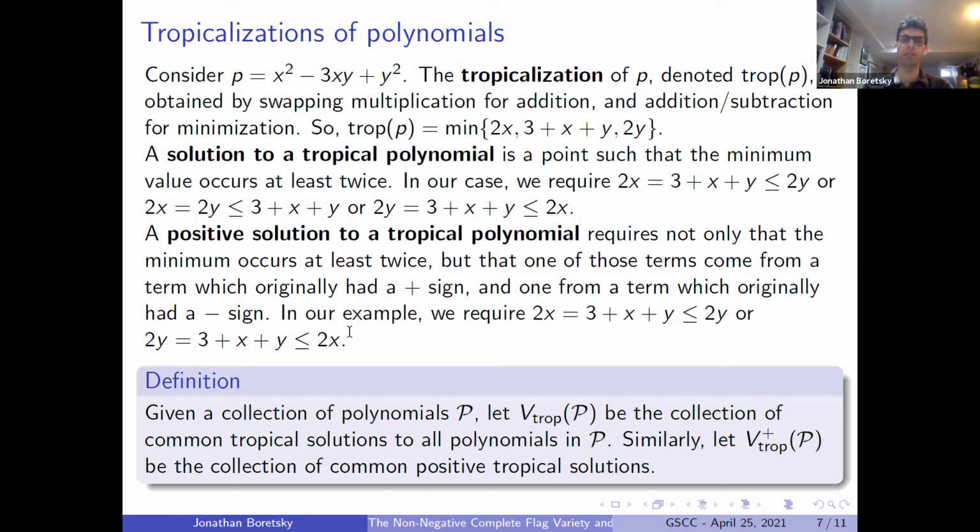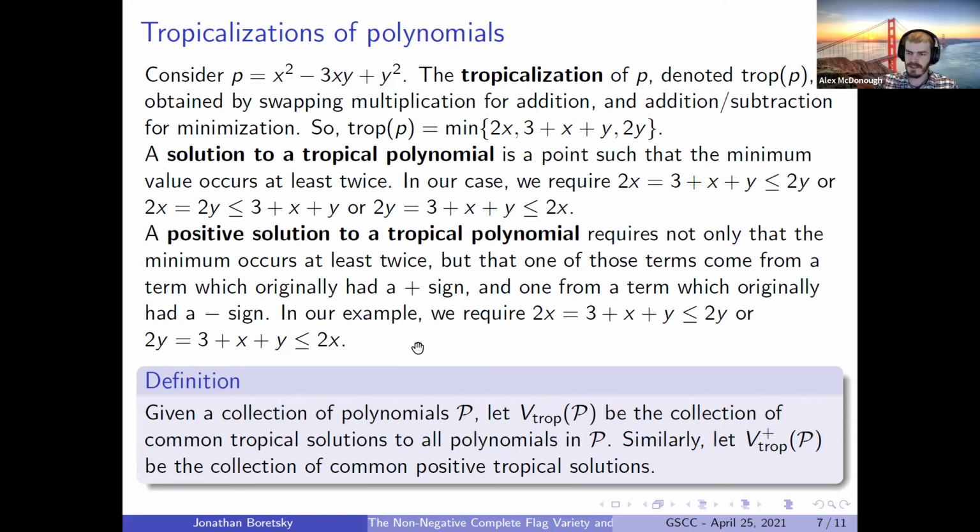And there is a way to draw that out, maybe a little bit more intuitive reason that this is positive in this language: if I were to write this as P equals 0, I can rearrange this as x squared plus y squared equals 3xy. So when I write everything with positive coefficients, one of my minima needs to come from each side of the equation. Okay, that makes sense. Thanks.